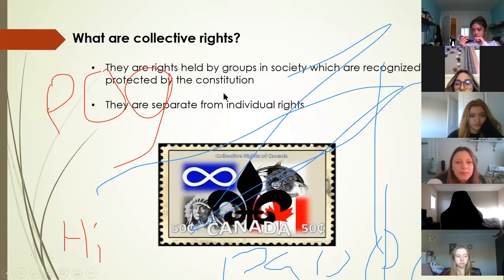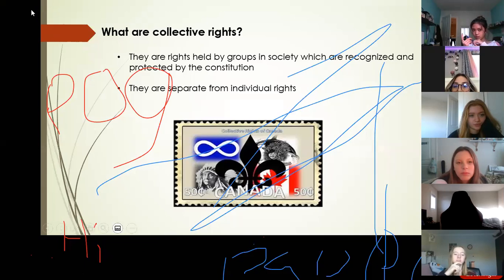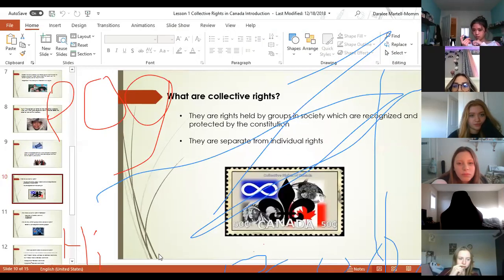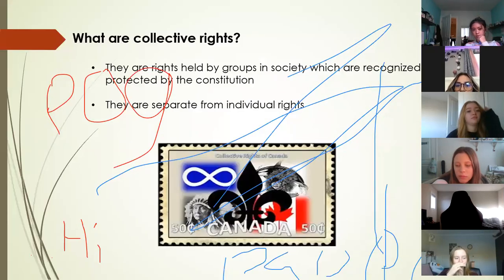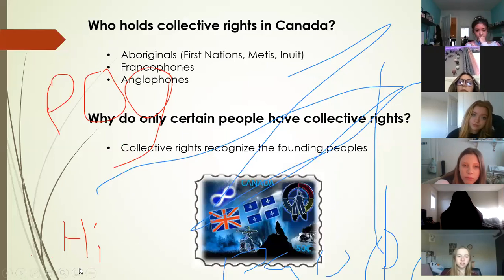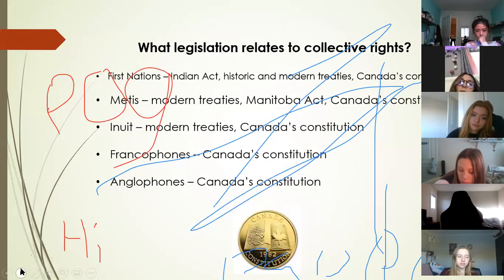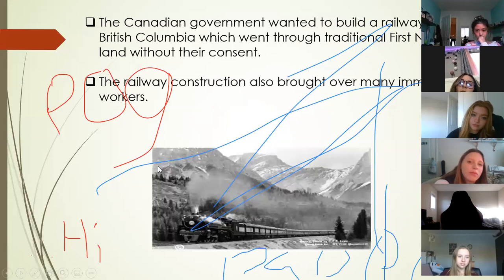The collective groups are Francophones, Anglophones, and First Nations. Remember, collective rights are separate from individual rights. We've already talked about all this, so we don't have to go through that again.